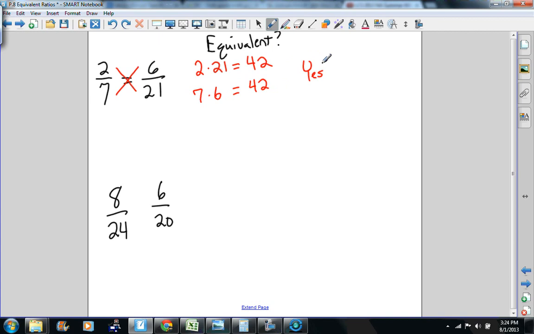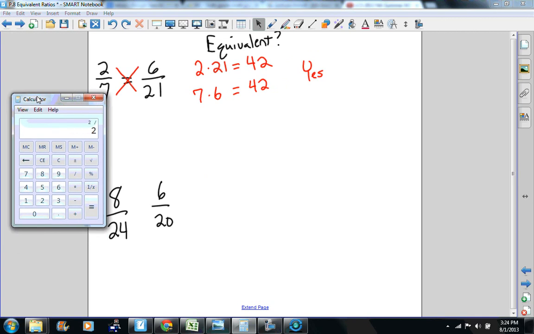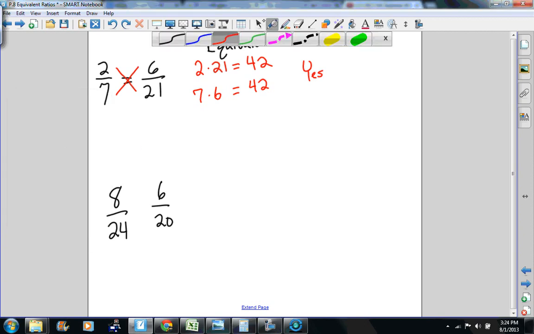Okay? The other way to do it, and we're not going to do it this way because we're not using calculators right now, is you would do 2 divided by 7, and that gives you a decimal, 0.2857, and then you do 6 divided by 21, and if that equals the same decimal, which it does here, then they're also equivalent.